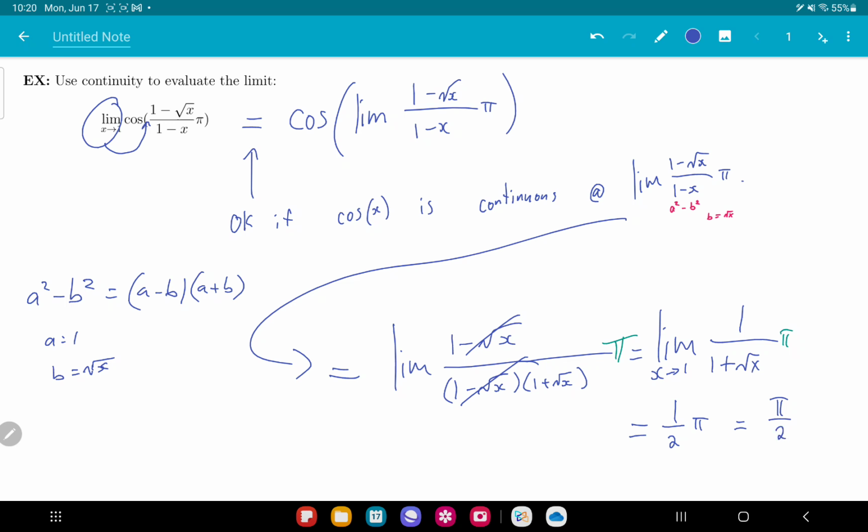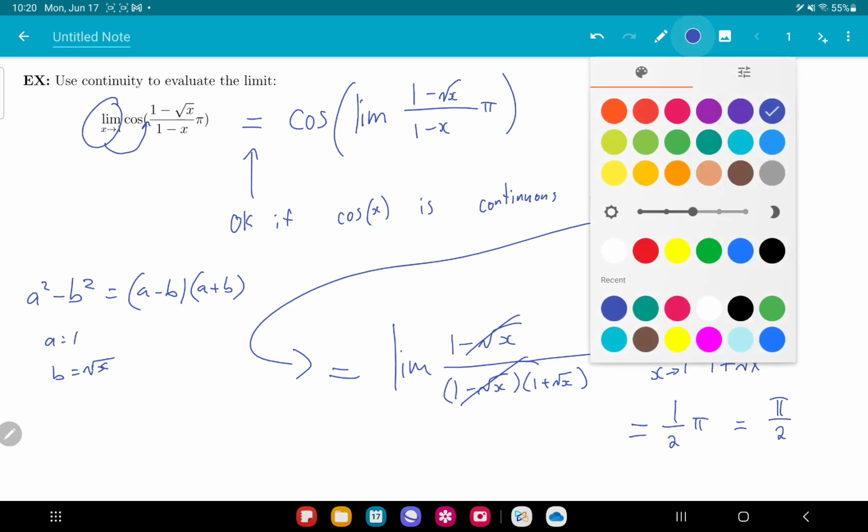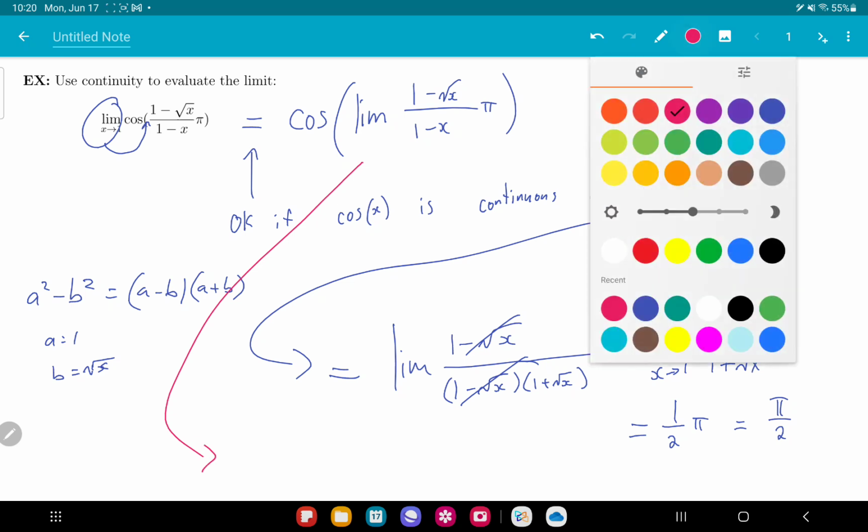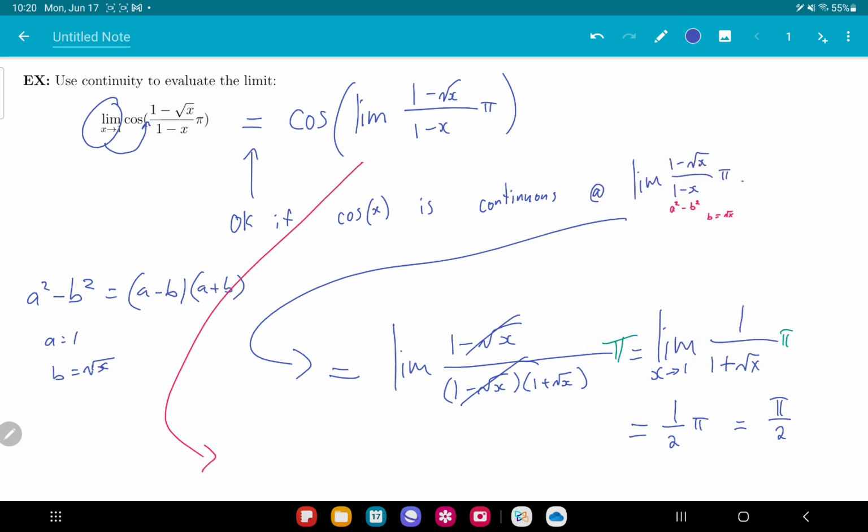Okay, so cosine is continuous everywhere. So it's certainly continuous at pi over 2. So this limit up here can be calculated. No problem. So we get cosine, and this limit we found to be pi over 2. Cosine of pi over 2 is 0.